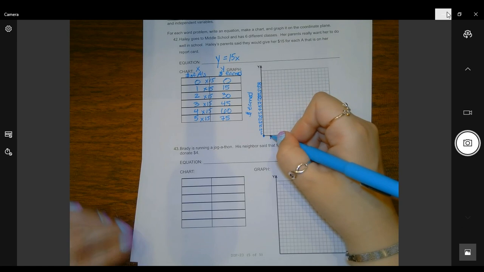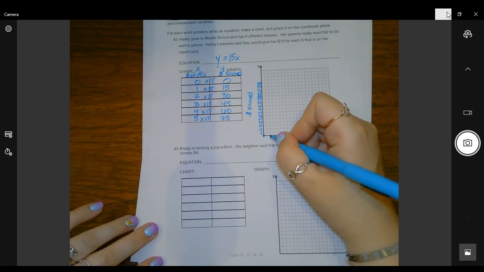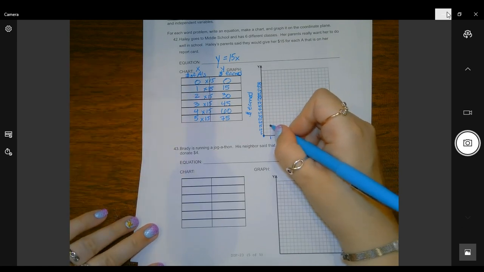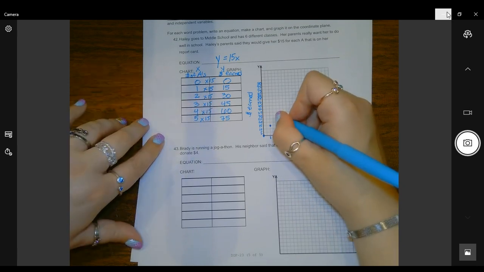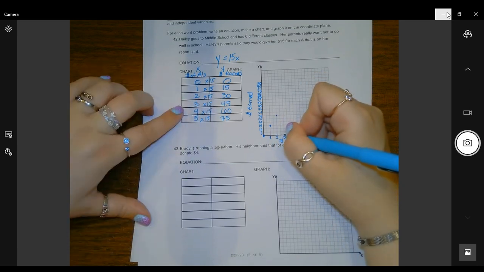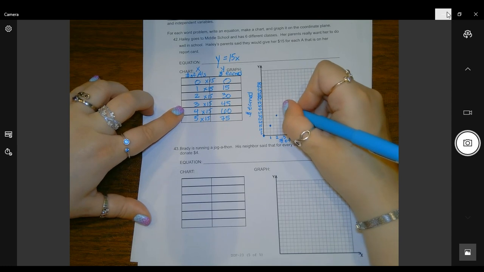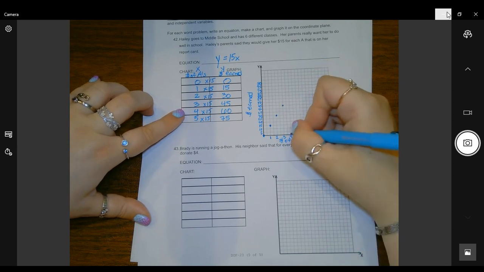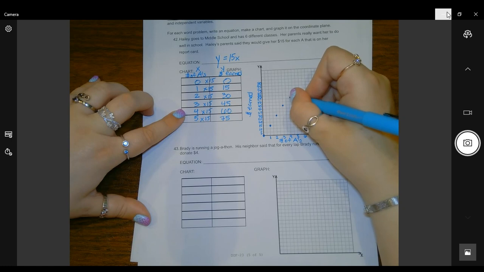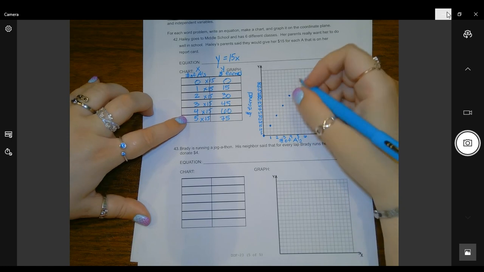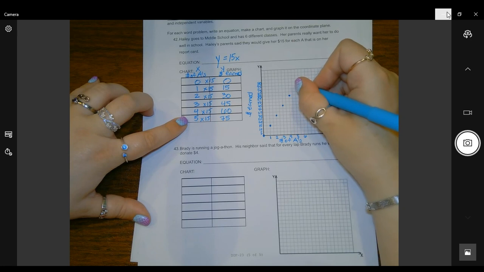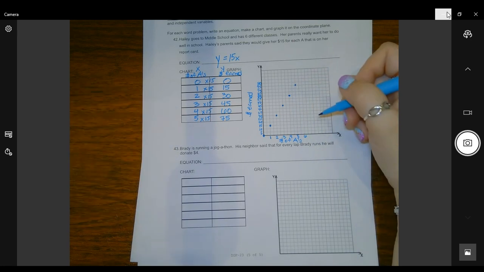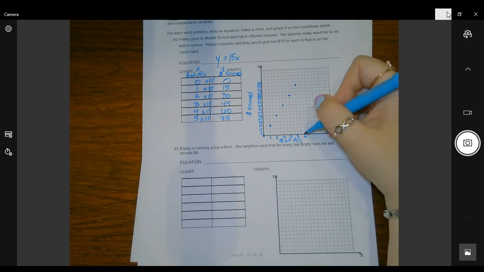Okay. So if you don't get any A's, you get 0 money. If you get 1 A, you get 15 bucks. So go over 1, up 15. Over 2, up 30. Over 3, up 45. And over 4, up 60. And over 5, up 75.